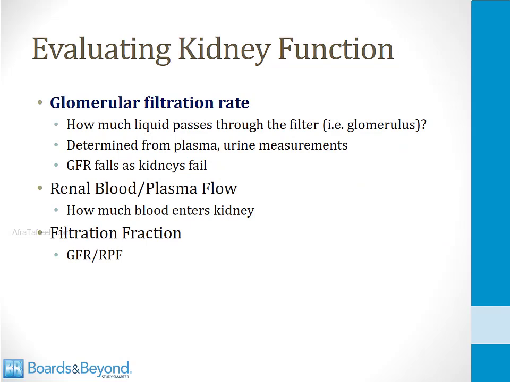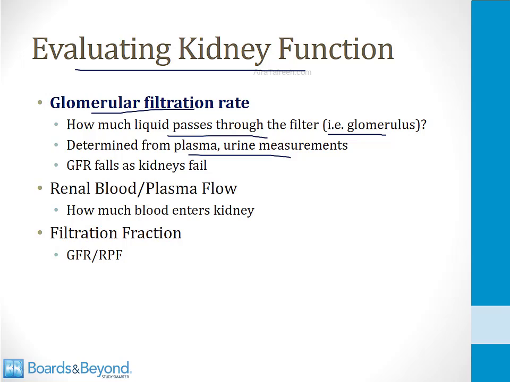Now let's talk about how we evaluate kidney function. So imagine we have a number of patients and we want to know how well their kidneys are functioning. How are we going to do that? Well, the key measurement that we typically use to estimate someone's kidney function is called the glomerular filtration rate. This is a measurement of how much liquid passes through the filter, i.e. the glomerulus, per unit time. And you can determine this from plasma and urine measurements. And I'll talk about how to exactly determine the glomerular filtration rate, in other words, to get a number for this rate, in the second renal physiology video.